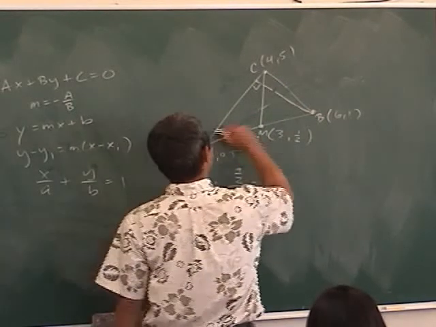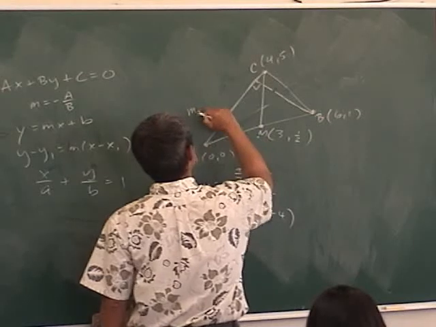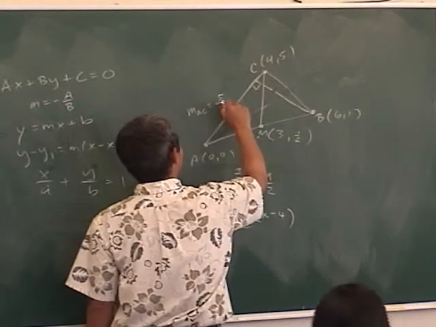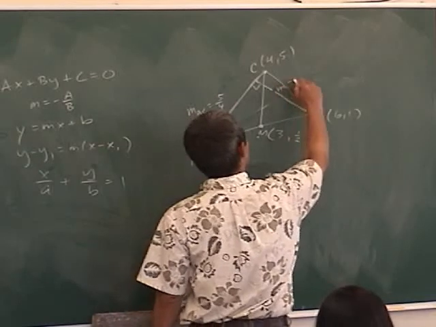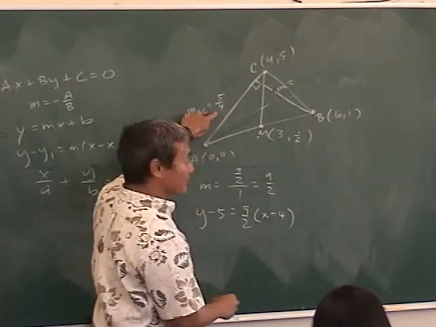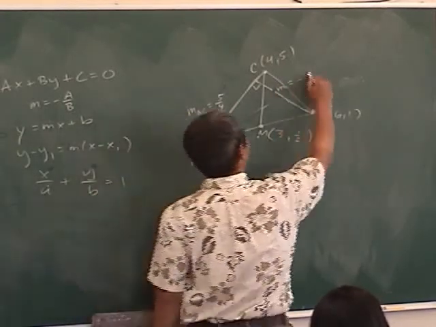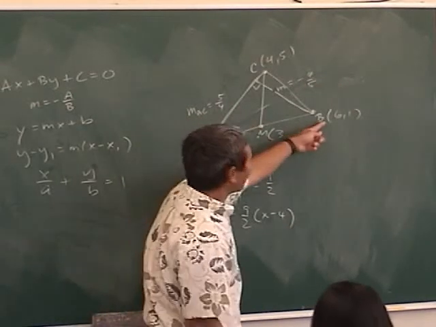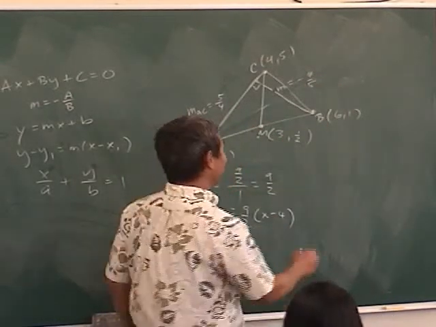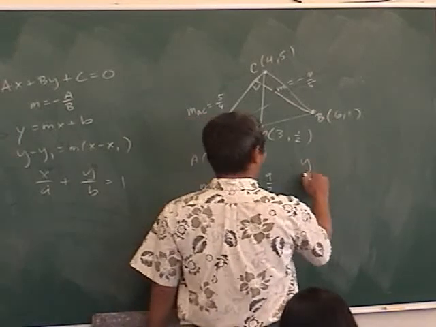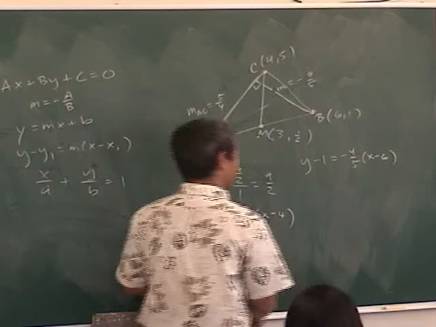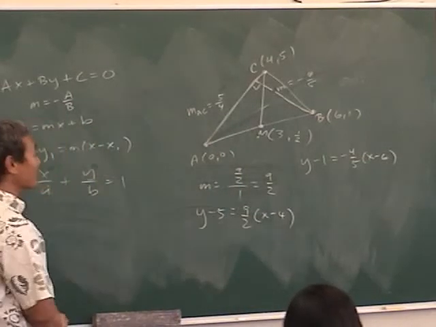So first you find the slope of AC. What's the slope of AC? 5 minus 0 over 4 minus 0. Come on, that's baby food. Therefore, the slope of the line perpendicular to it is the negative reciprocal, which is negative 4/5. There's only one point you know, so what's the equation? y minus 1 equals negative 4/5 times (x minus 6). There you go.